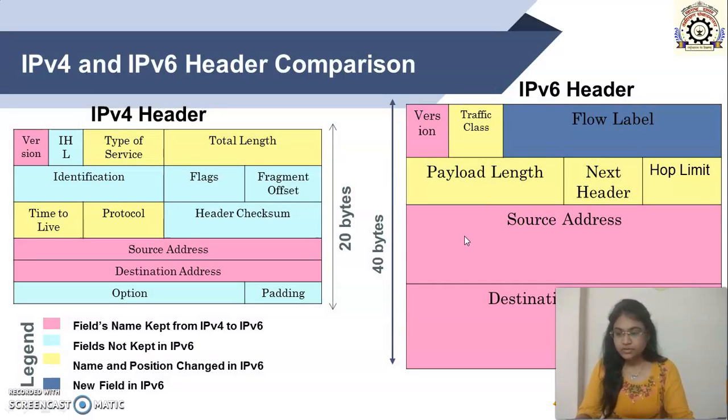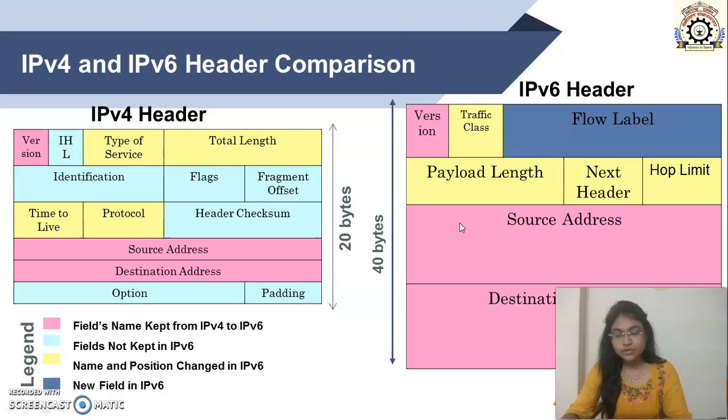Here I have used a color code so that it will be better for you to understand the availability of a particular field and the comparison between those fields. Pink color is used to indicate the fields which are used in both the IPv4 and IPv6 header format. Green color is used to indicate the fields which are available only in IPv4 but not in IPv6.